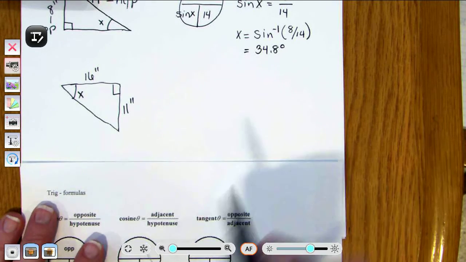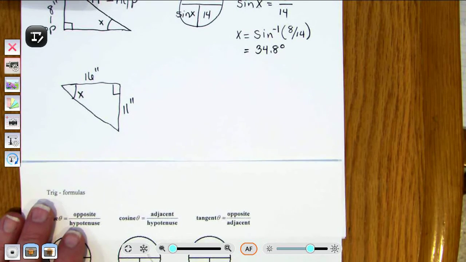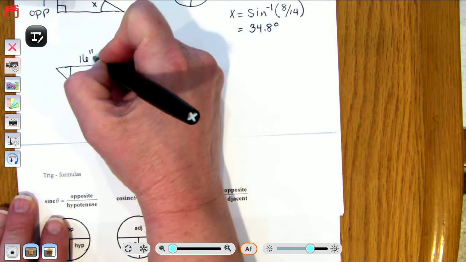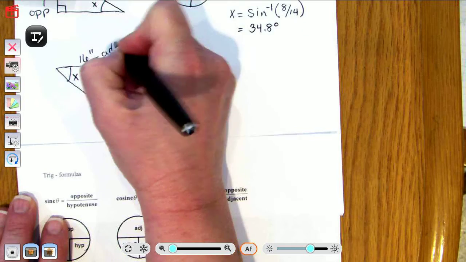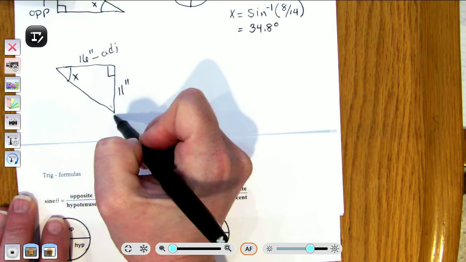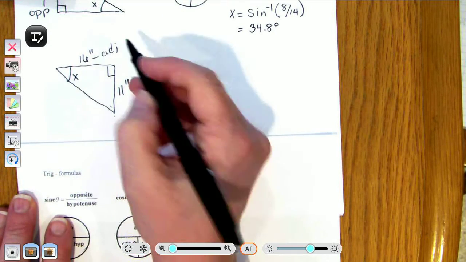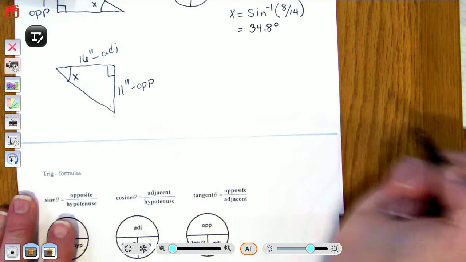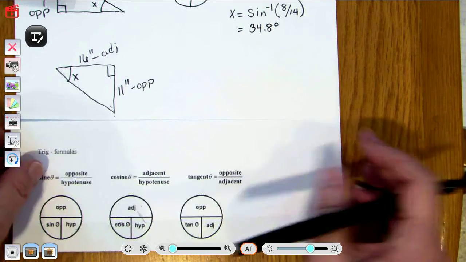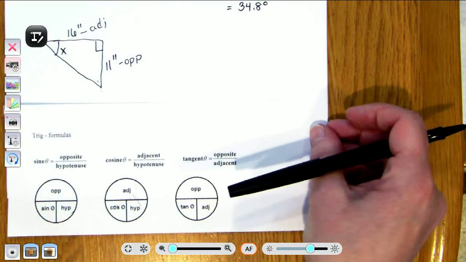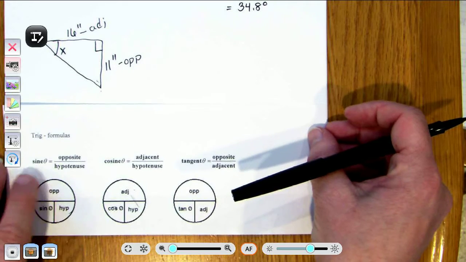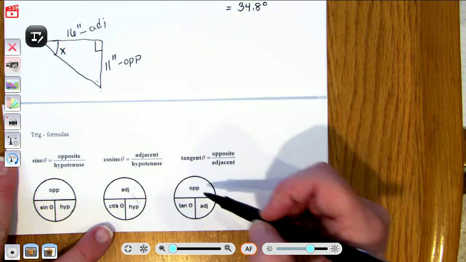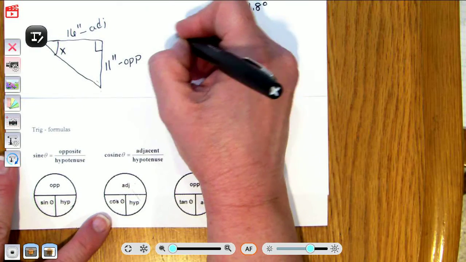All right, so again, in reference to the angle that I want, this one is next to it. That is my adjacent. This guy is my hypotenuse. I don't have a number for it, so I don't need it, but I do need that adjacent, and this is my opposite. So now I'm looking for the circle that uses the opposite and the adjacent. Opposite and adjacent. This guy. Tangent circle.